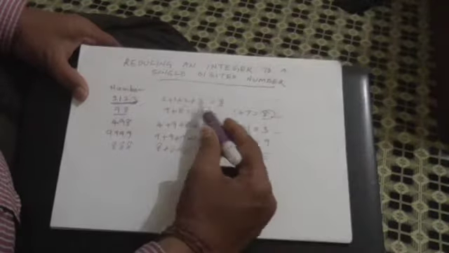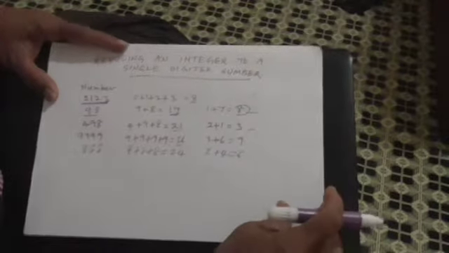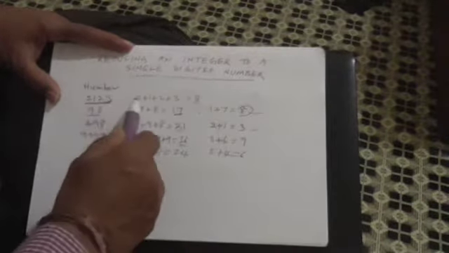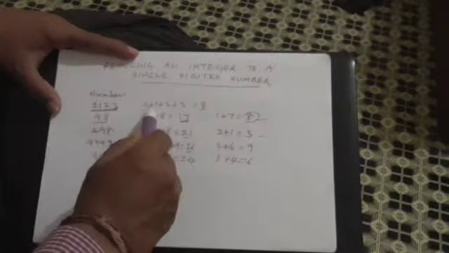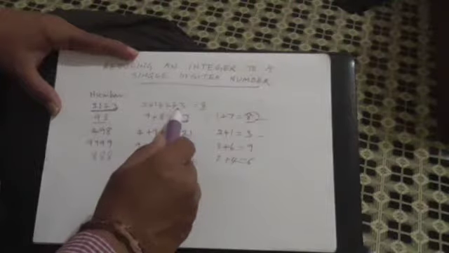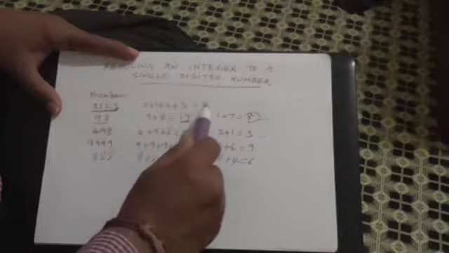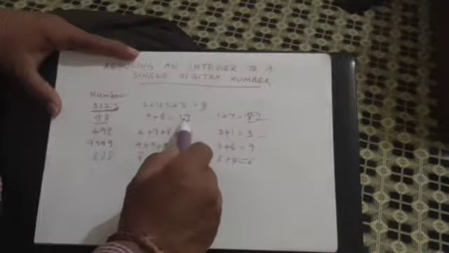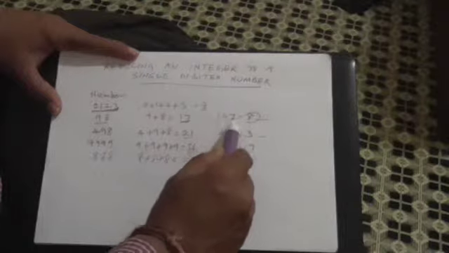So our idea is to reduce the given number to a single digit number. The process involves separating each digit and finding their sum. If the sum of the digits is a single digit, you stop, and if the sum of the digits is a 2-digit number, you need to repeat the process.